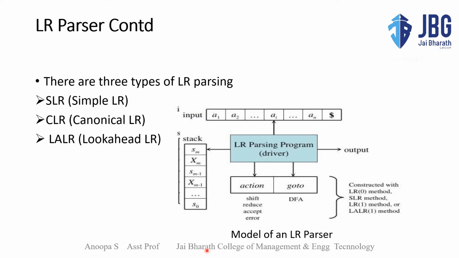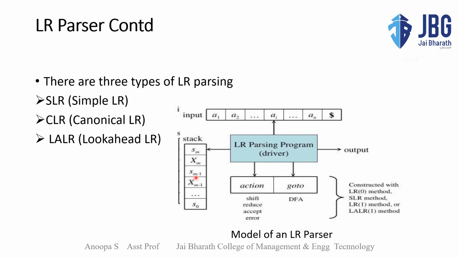So let us see in detail what are the different parts of a parser. The first one is an input buffer. We have seen input buffers in different scenarios. It's used for storing the input, and the end of the input is marked with a dollar symbol. Next we have a stack. The stack is used for storing symbols, like grammar symbols as well as states. The S symbol indicates the state symbols and capital X indicates the grammar symbols. And Sm represents the topmost symbol in the stack.